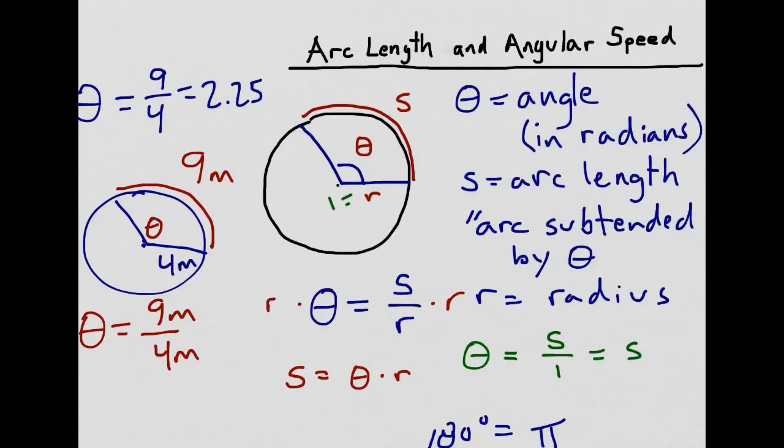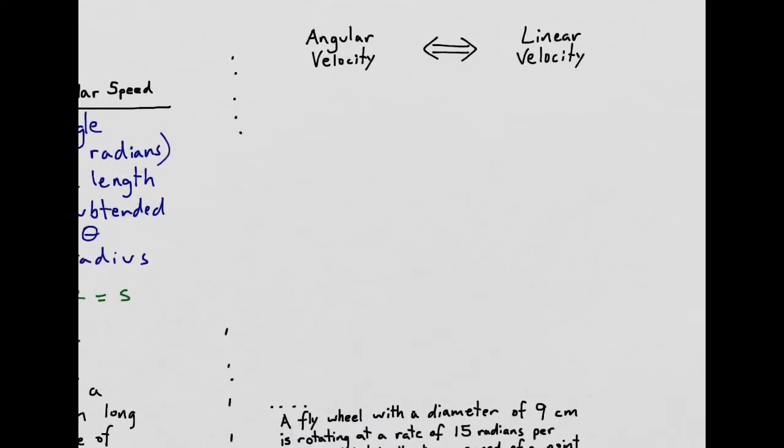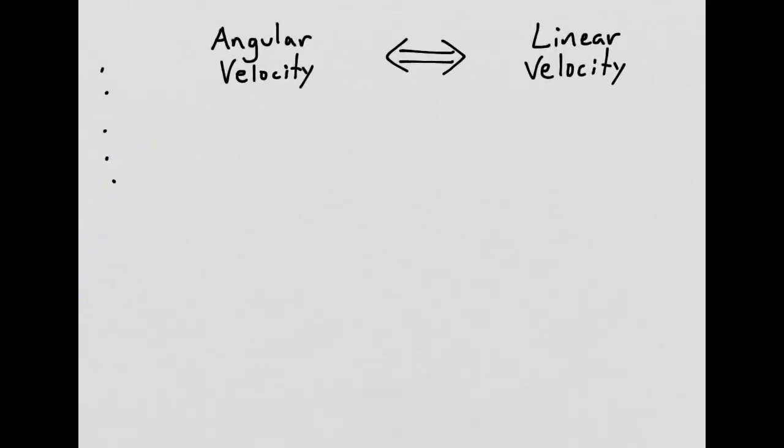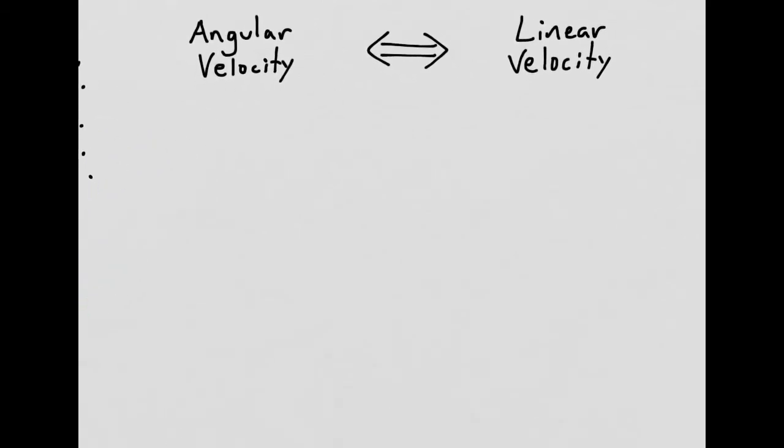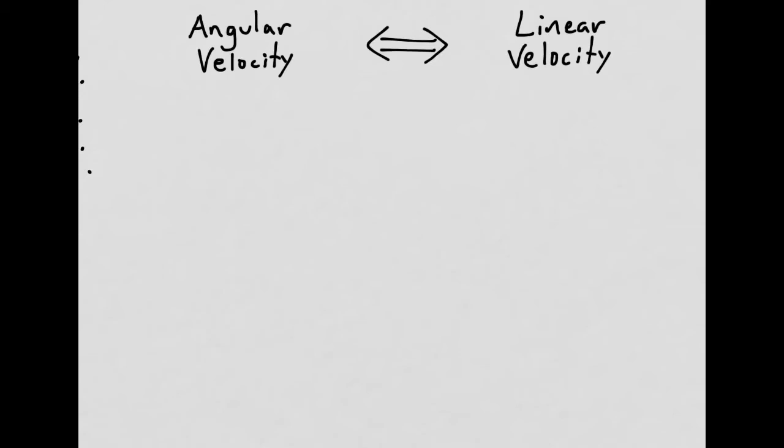Let's talk about the idea of angular speed. This relates to the topic of arc length, and we're going to use the formula developed in the previous video that describes theta in terms of arc length compared to radian measure. So linear velocity and angular velocity are related in the following setting.